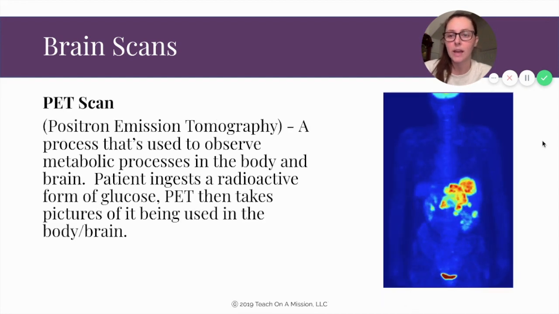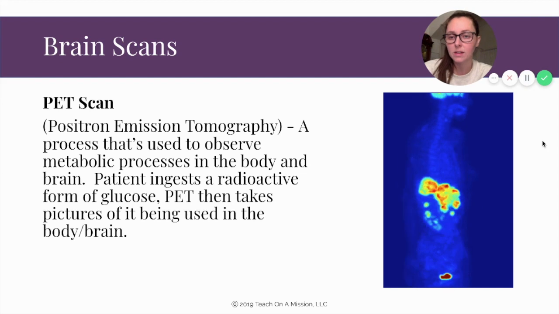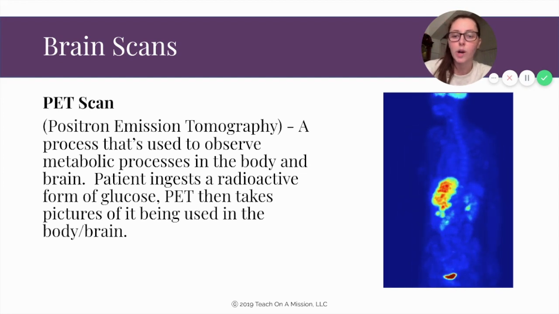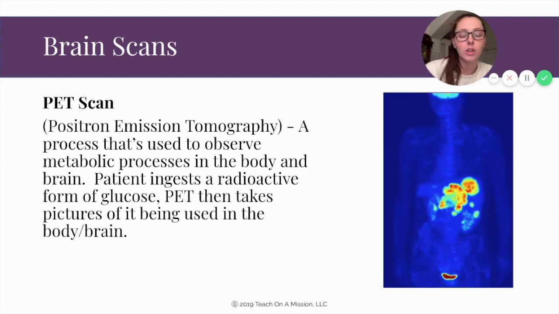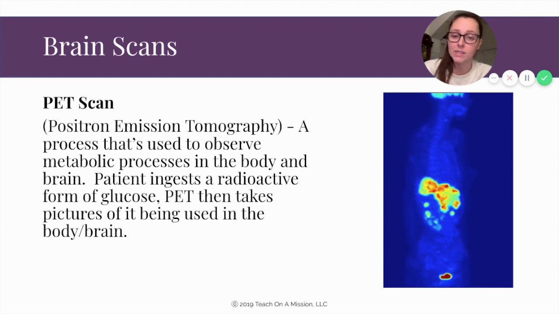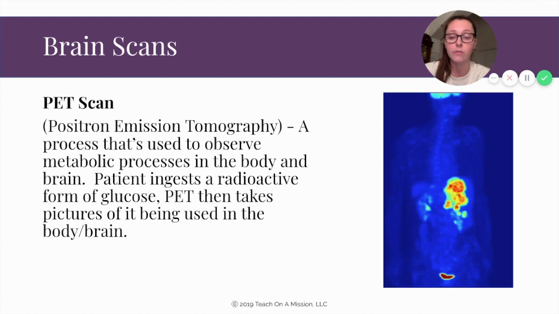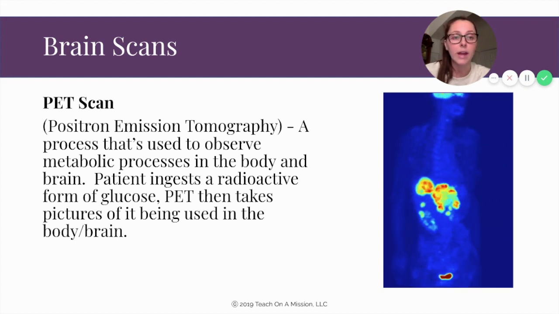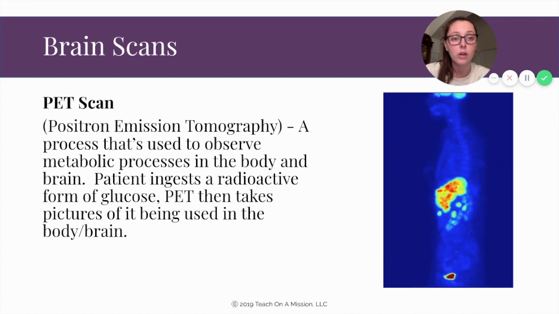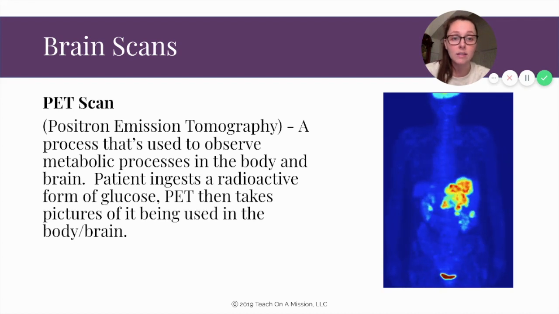The next scan that we're going to look at is our PET scan. And this is a process that we use to observe metabolic processes in the body and the brain. The patient is going to ingest a radioactive form of glucose, and then during the PET scan, there are pictures going to be taken of the brain and the body where that glucose is being highlighted.